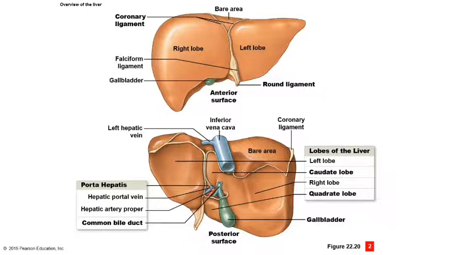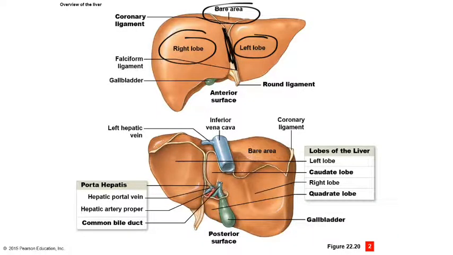Looking at the four lobes, here's the bare area on the top, the right lobe, larger left lobe, the falciform ligament, and the gallbladder sitting anteriorly here. And from the posterior side, you can see the gallbladder more clearly. Here's the inferior vena cava and the caudate lobe and the quadrate lobe, so these smaller lobes.